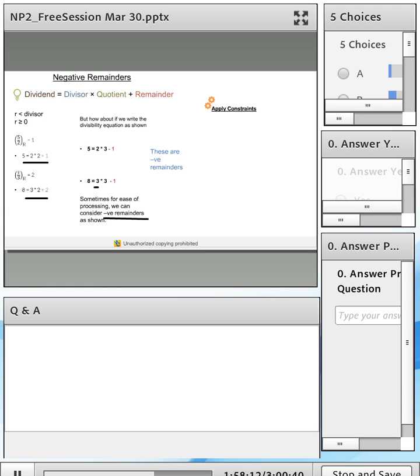Now, we know that a remainder cannot be less than 0. So even if you consider negative remainders, you always have to process that remainder such that you get an answer that is greater than or equal to 0. So we have to process this negative remainder. Yes, we can use negative remainders to simplify our calculations, but before we mark the right answer, we need to process these remainders in terms of a positive remainder. Okay, because on the GMAT, remainders are always positive numbers.